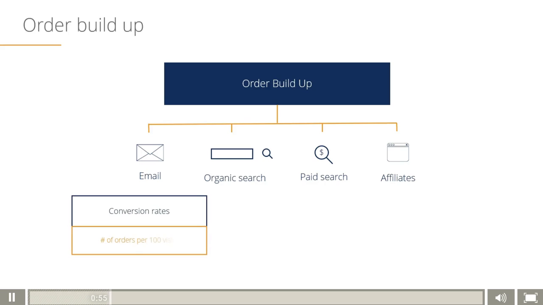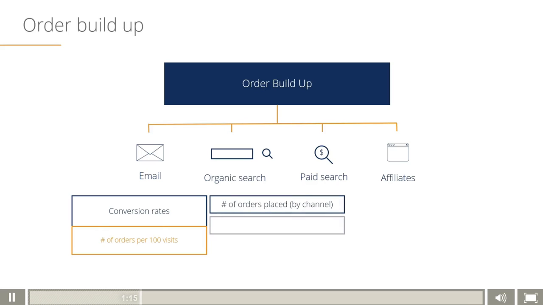We're going to need to make an assumption about conversion rates in each channel. The conversion rate is the number of orders per 100 visits, or the percentage of orders relative to traffic. So we will make an assumption for each of the 4 channels about conversion rates. And then we'll be able to figure out the number of orders by channel, as well as make an assumption about the number of items per order.